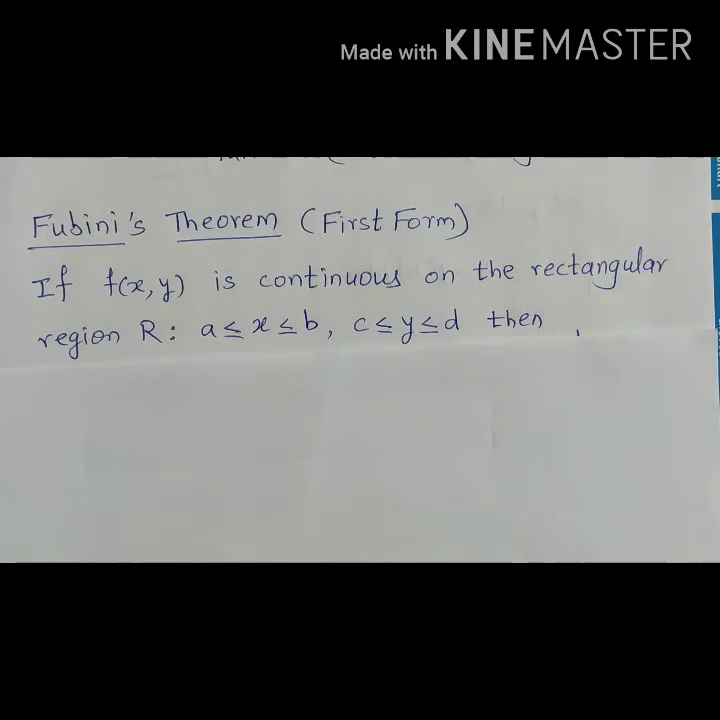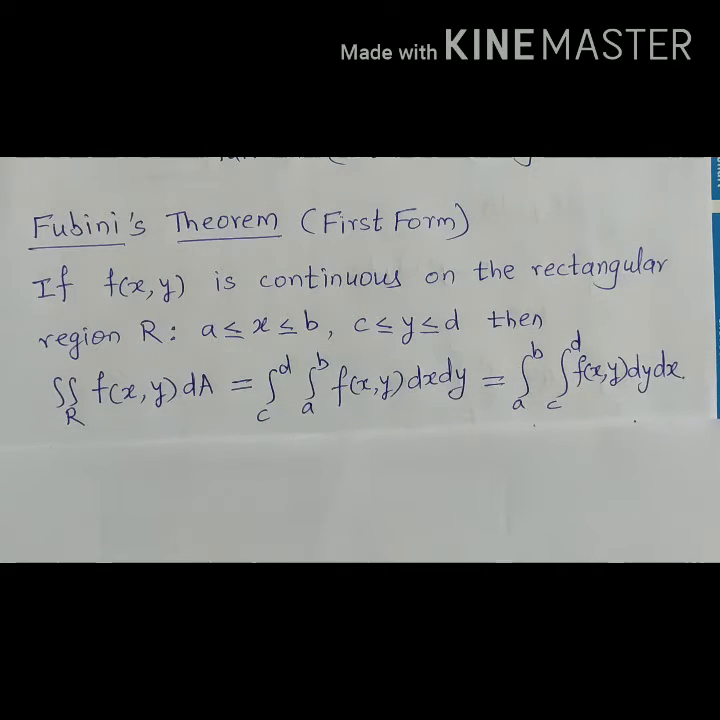You can see, if f of x comma y is a continuous function on a rectangular region R described by a less than or equal to x less than or equal to b, c less than or equal to y less than or equal to d, then the double integral over the region R of f of x comma y dA, where dA is the surface element, can be written as the integral from c to d, the integral from a to b, of f of x comma y dx dy.